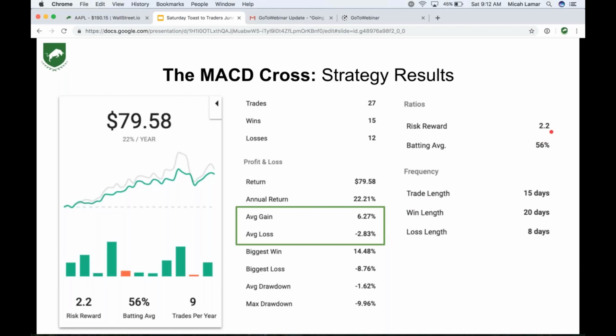You can see the risk-reward here is actually better and higher than that of the stochastics, at 2.2. And again, this is generated from this average gain being over 6% and the average loss being under 3%. So think about this for a moment. If the average gain was 6 even and the average loss was 3 even, you'd have a perfect 2 risk-reward, if that makes sense.